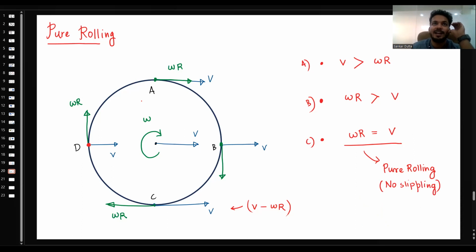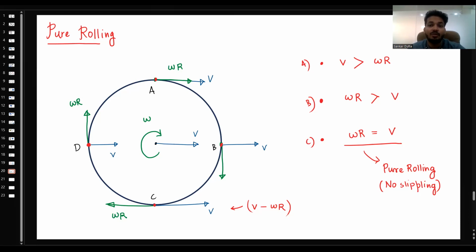Okay, and also you can think of this. See, if v equals omega r, guys, what will be the velocity of the bottommost point? It will be zero, right? Guys, you have to understand, in pure rolling, the lowermost point is at temporary rest. It comes to rest temporarily.